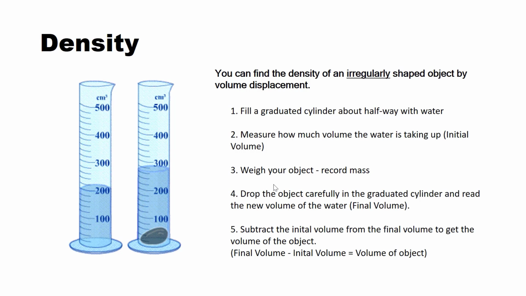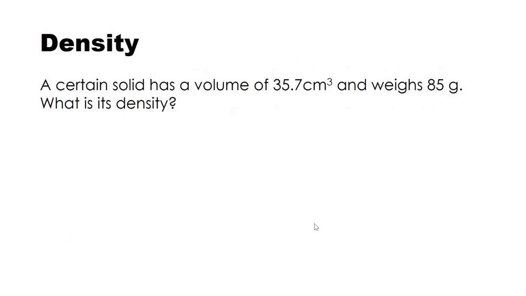Sometimes we have to find the density of an irregularly shaped object. So I'm not going to read all of those steps to you, but essentially you put some water in a graduated cylinder, you record the volume, you add the object, and the volume goes up, just like when you get in the tub, and then you subtract the difference, and that's the volume of the object that you dropped in the water. Okay, let's do a density calculation.